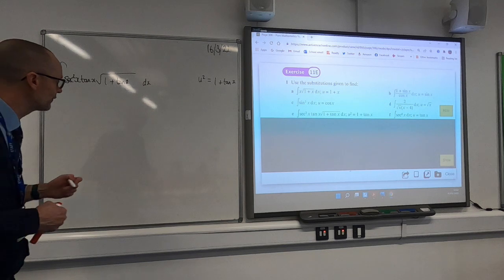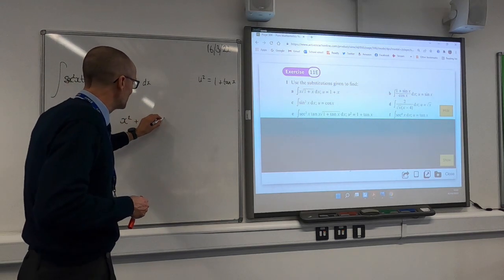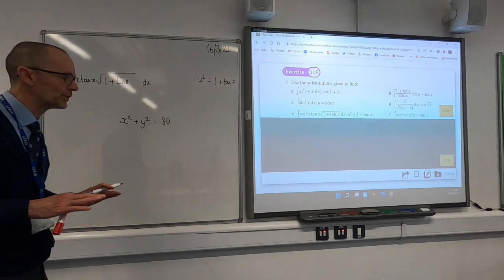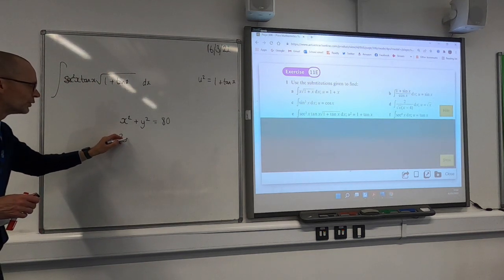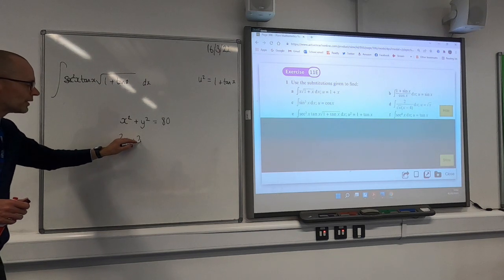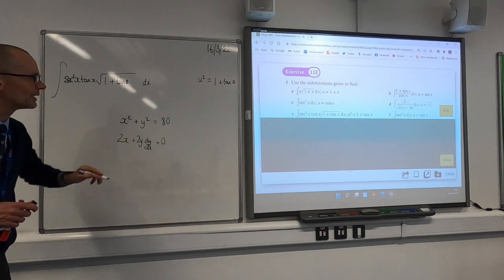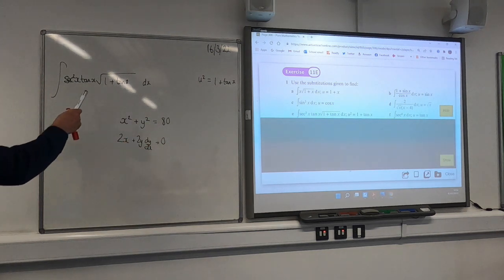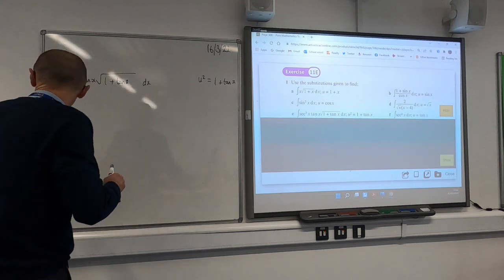Do you remember implicit differentiation? Where you've got functions like maybe the equation of a circle and you want to differentiate it with respect to x. X terms you differentiate as normal, and y terms you differentiate as normal and multiply them by dy by dx. Constants still disappear. Well, I can do this with this. It's not y equals, it's u equals, or u squared equals.